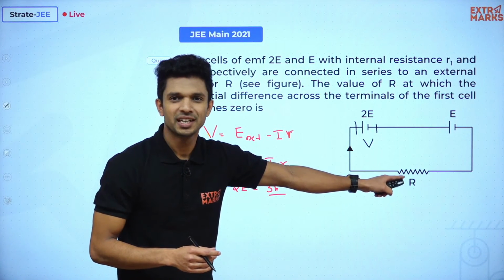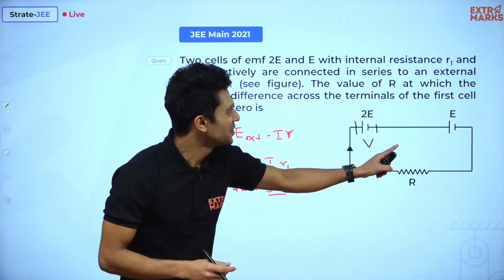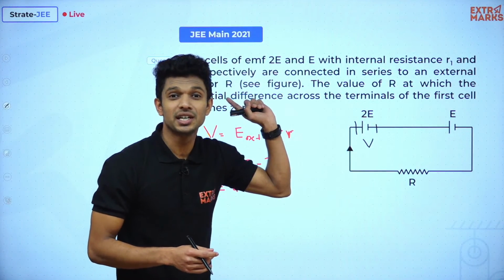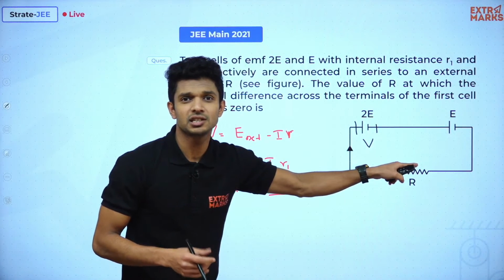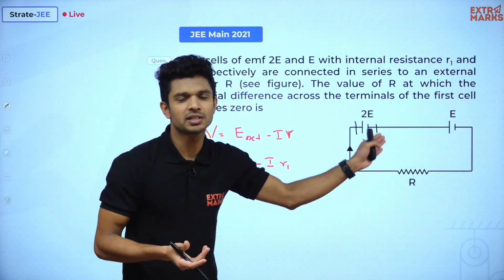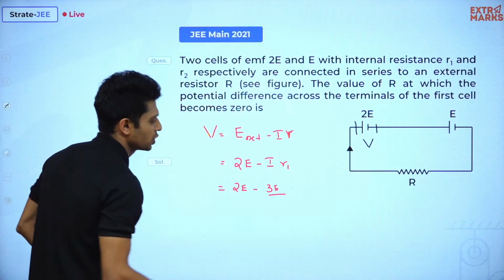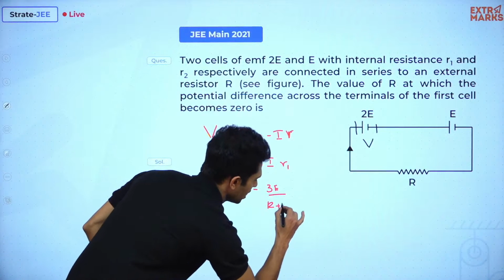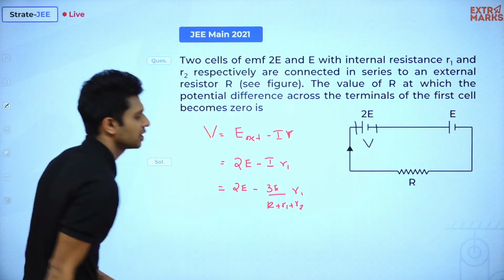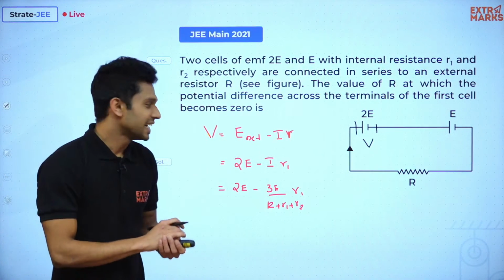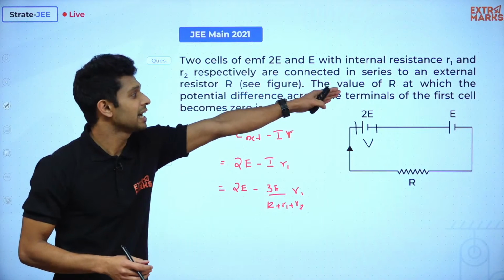Is total resistance capital R? नहीं. We also have R1 and R2, internal resistance R1 and R2, all are connected in what fashion? Parallel fashion or series fashion? Series fashion, right? So R1 plus R2 plus capital R. So total resistance is equal to R plus R1 plus R2. हो गया. ठीक है.